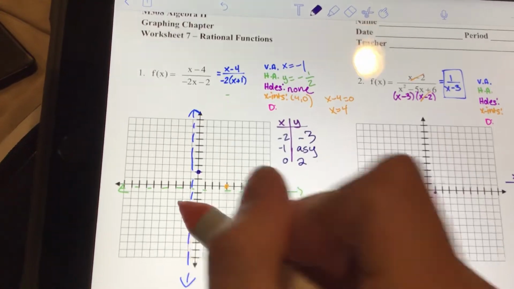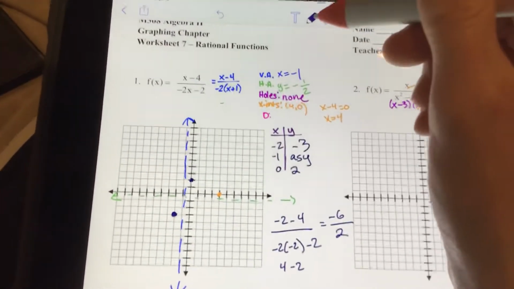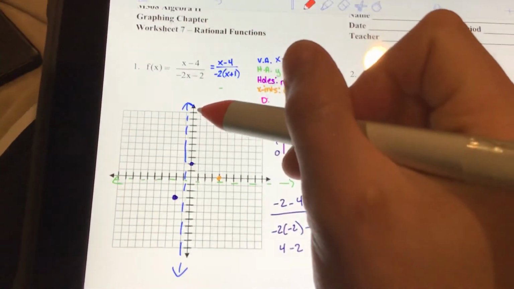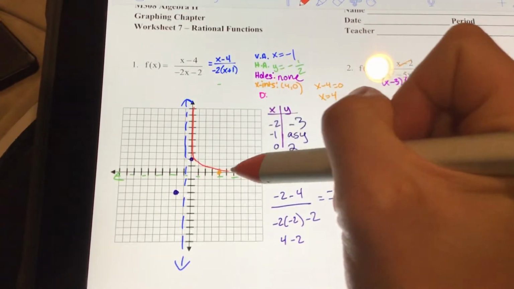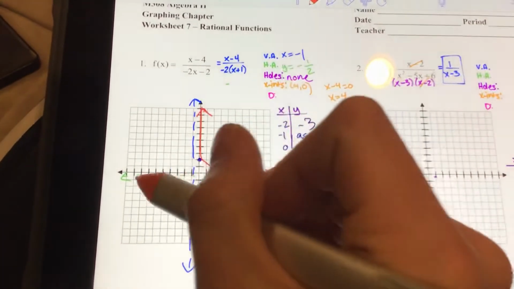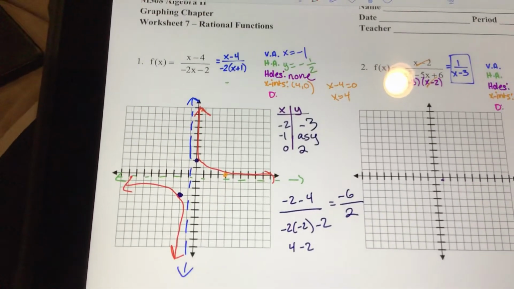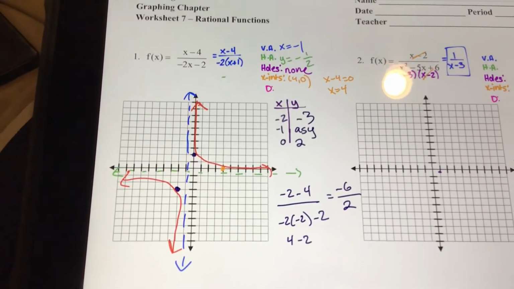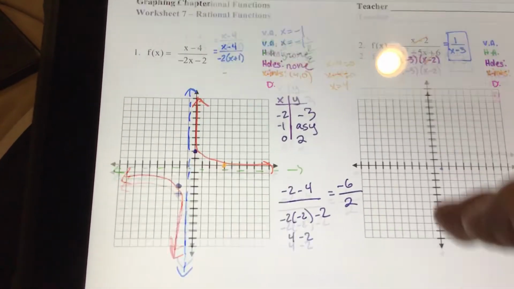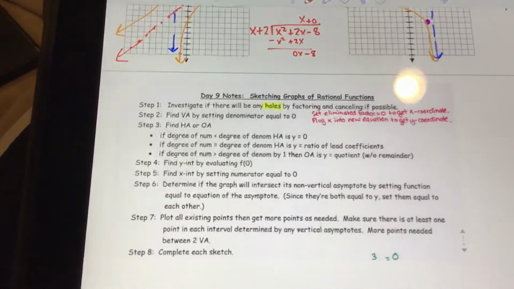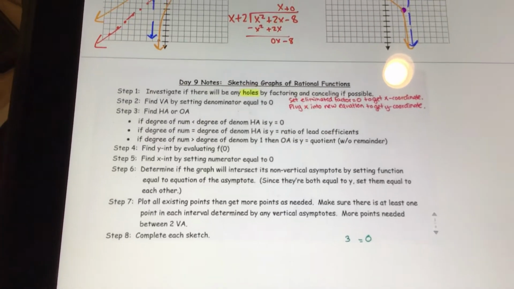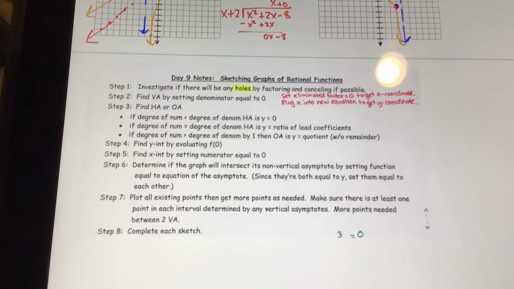So if I put those 2 points on my graph, that's enough for me to now draw the branches of my hyperbola. So I've got one branch in this upper right-hand region and one branch in this lower left-hand region. Okay, and it's always that same shape of graph. You're definitely going to want to look back at the note sheet from day 9 or day 10, I believe. This was in chapter 3b.